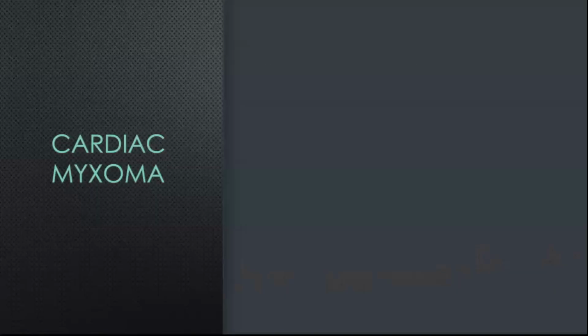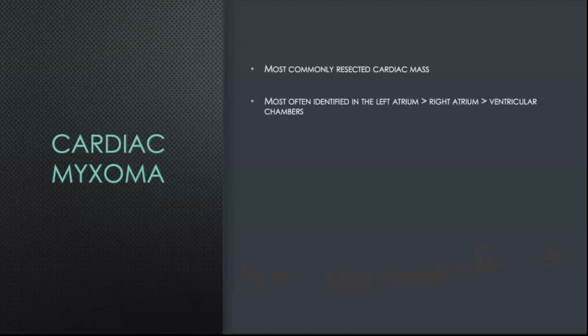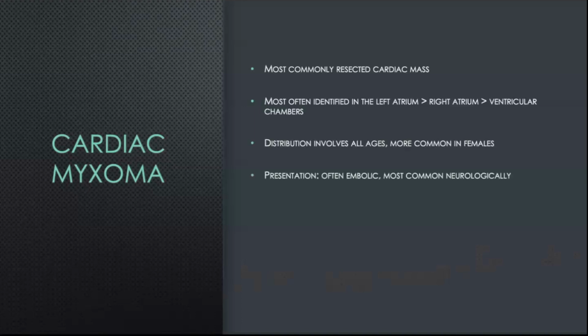The first one is a cardiac myxoma. It's the most commonly resected cardiac mass. It's most often identified in the left atrium, then the right atrium, but can be in the ventricles as well. Its distribution involves all ages, more common in females. Its presentation is often asymptomatic until you have an embolic event. If it's on the left side, you can end up with a stroke. If it's on the right side, you can end up with a pulmonary embolism. But they're most commonly neurologic findings.